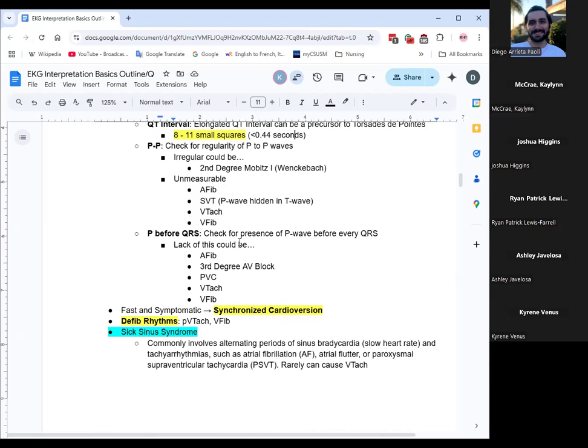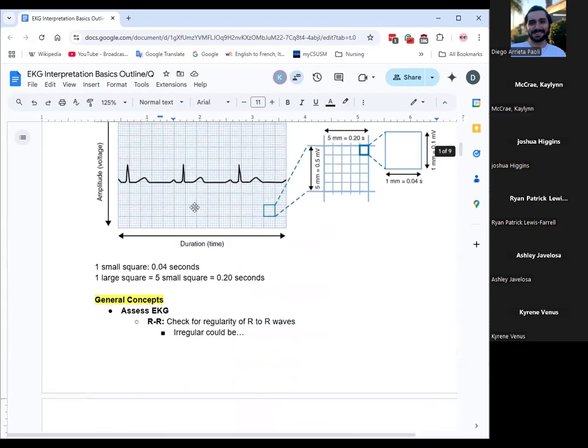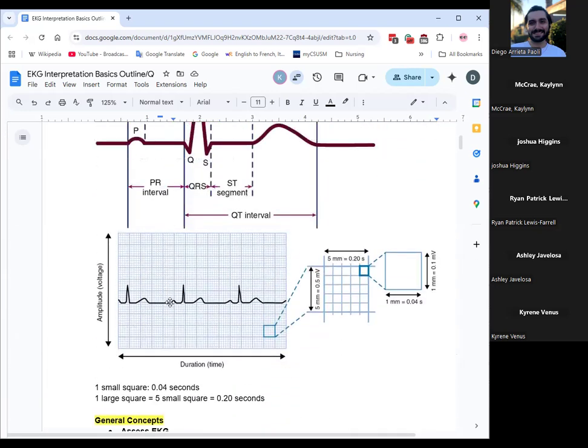You can also check the regularity of the P to P waves. So kind of again doing the whole, like, here to here to here.